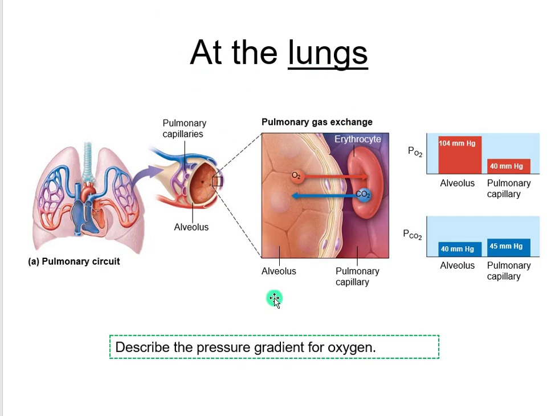All this is showing you is at the lungs. If you zoom in, what's going to happen? There's the alveolus, there's oxygen. Oxygen is constantly diffusing into the pulmonary capillaries, and CO2 is diffusing out of the pulmonary capillaries back into the alveoli themselves. And there are the numbers right there. Okay, those numbers should be nothing new.